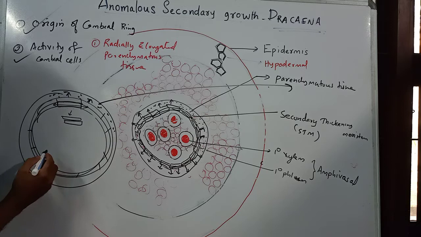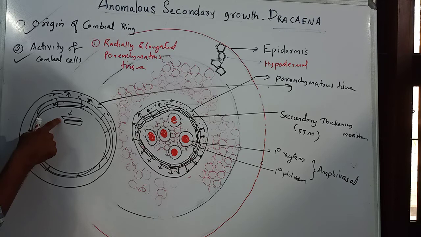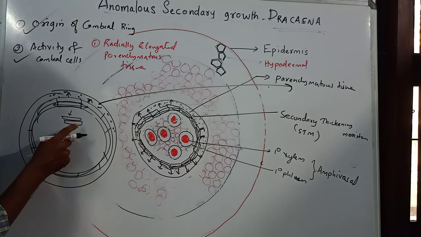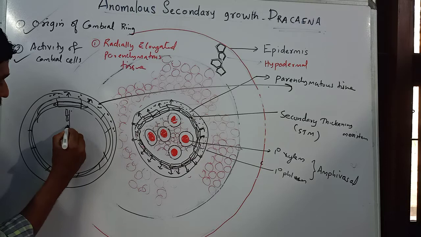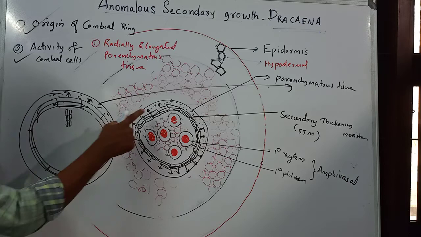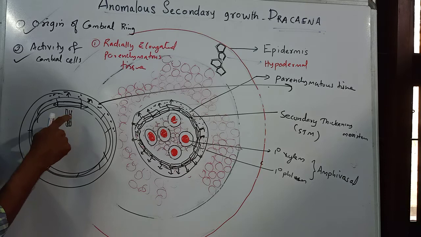What is the peculiarity of this cell? Here, the length is higher when compared to breadth. Here the length and breadth are not the same; the length is more and the breadth is less. Such kind of cells are arranged inner to the cambial ring like this. So this cambial ring produces radially elongated parenchymal tissue towards inside due to its periclinal division.